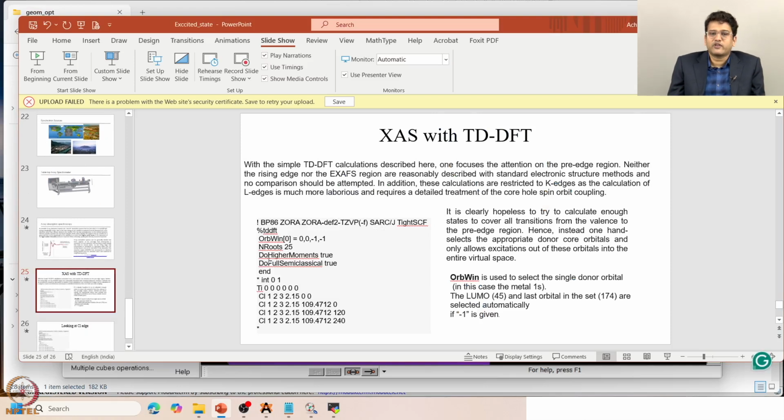So, one important thing to notice here is that for each edge you will do it separately. Titanium chloride has both the titanium edge and the chlorine edge, and one needs to do them separately because the energy difference is so high that it does not make sense to calculate them together.